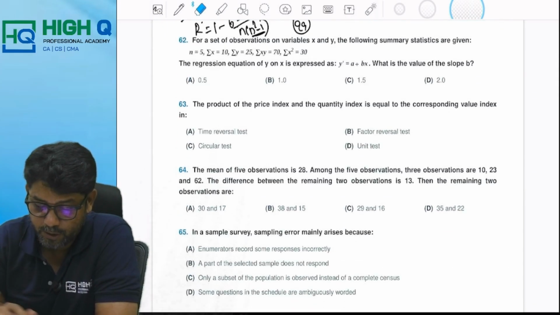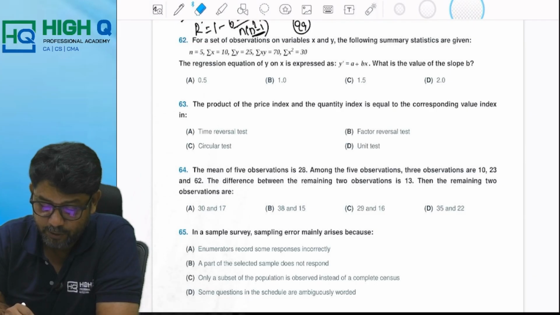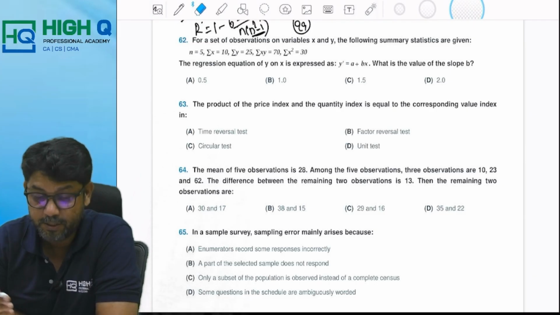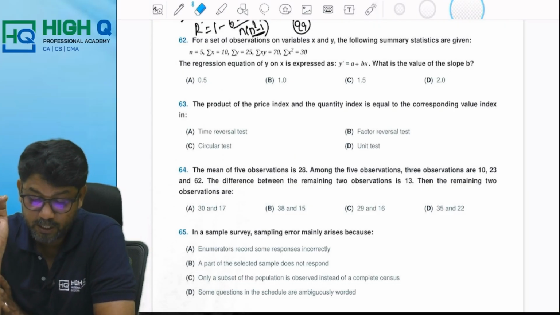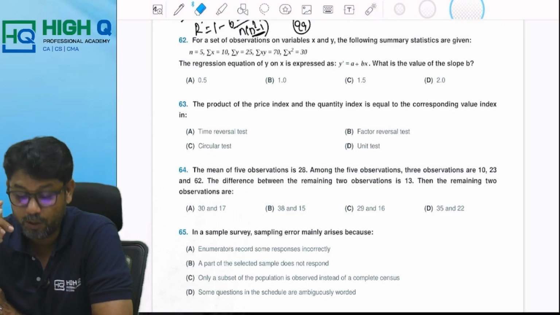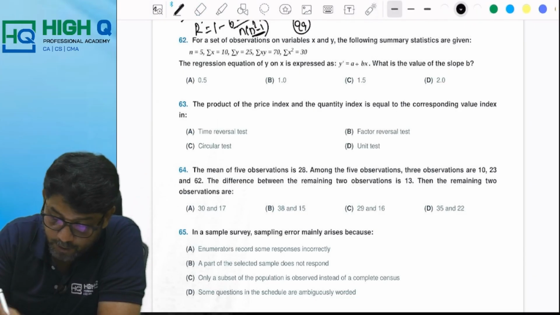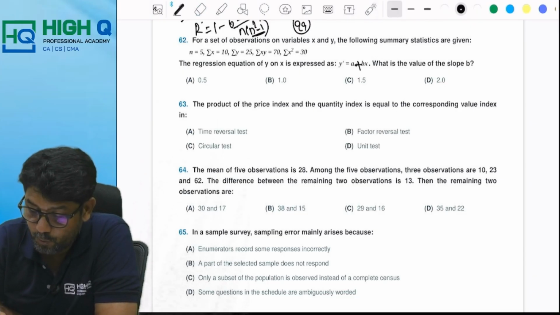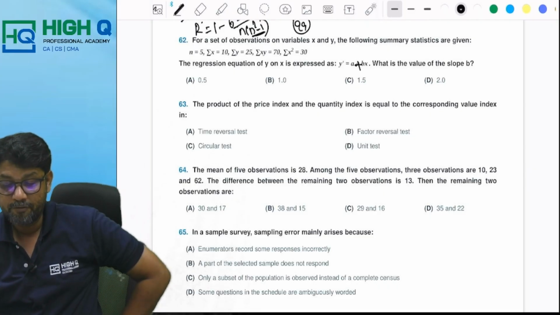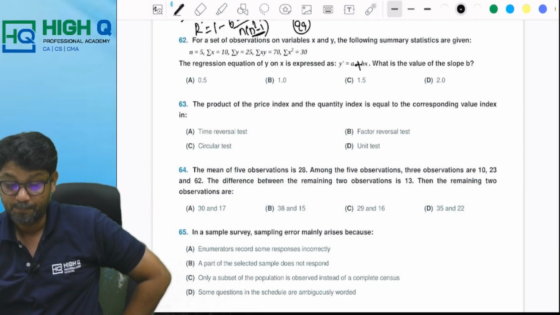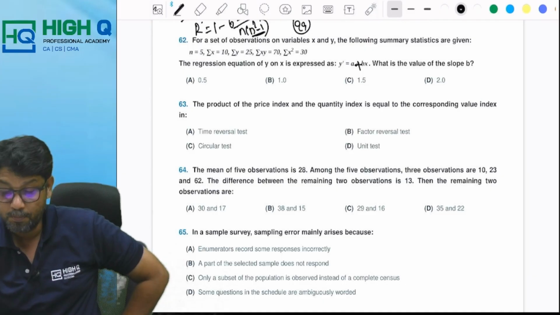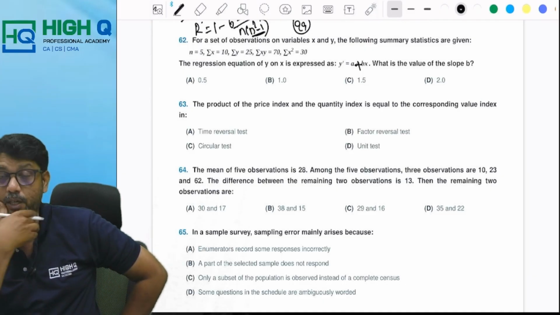Next question. For a set of observations on variables, n value is given, summation x, summation y, summation xy, summation x square, everything is given. The regression equation of y on x is expressed as y equal to a plus bx. What is the value of the slope b? We have to find out the slope b.